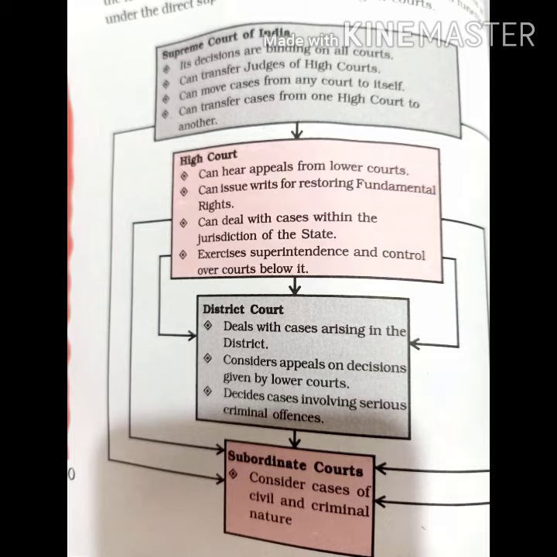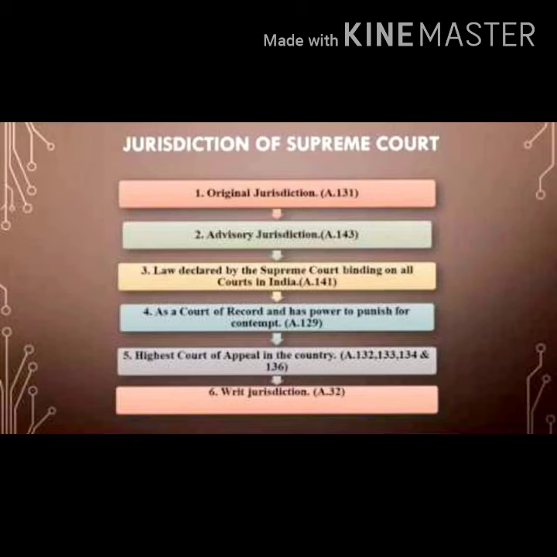So any cases have to be discussed in the district court only. Firstly, it deals with cases arising in the district. Okay, the second feature of the district court is that it considers appeals on the decisions given by lower courts. Third, it decides cases involving serious criminal offences. And after the district court, we have the subordinate court, and it considers cases of civil and criminal nature. Clear?